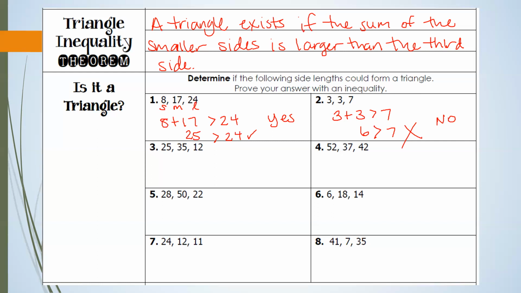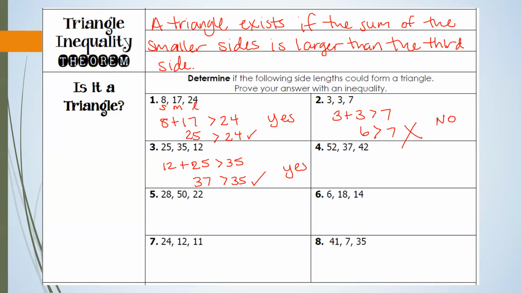Let's do number 3. The small side here is 12, and the medium side is 25, and the large side is 35. 12 plus 25 is 37. 37 is greater than 35, so this is a triangle.